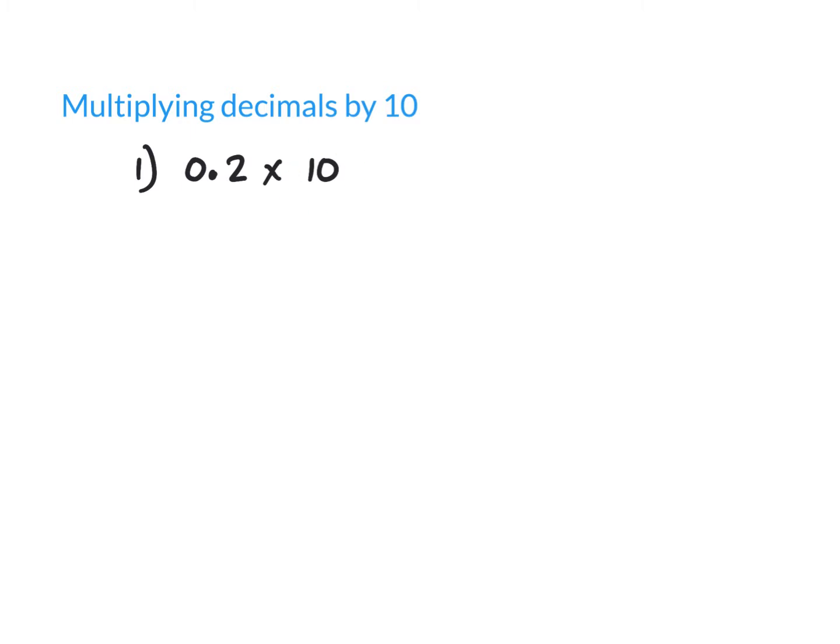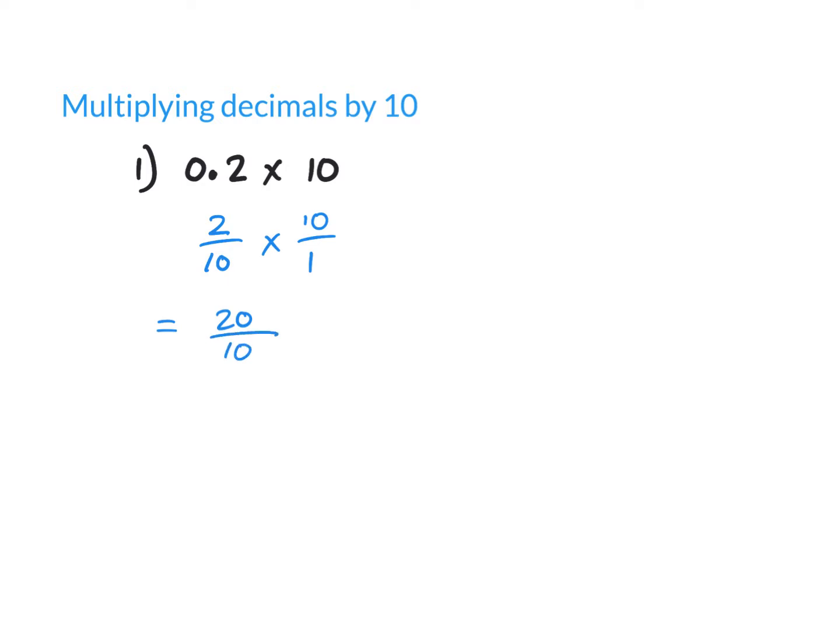So it looks something like this. 0.2 as a fraction is 2 over 10. And 10 as a fraction would be 10 over 1. And then, as we know with our multiplication of fractions, we multiply 2 by 10, that gives us 20. And we multiply the 10 by 1, and that gives us 10.